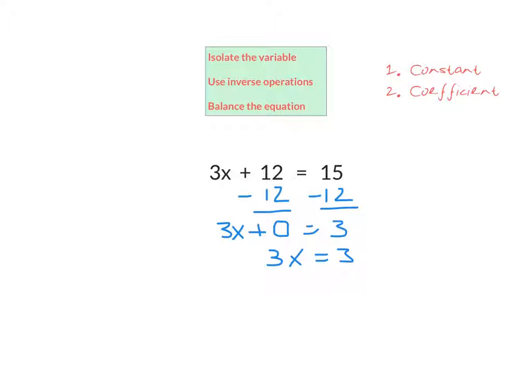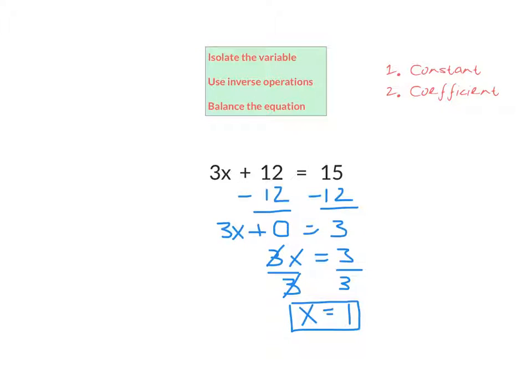Now, the next step would be to get rid of the coefficient 3. The operation going on the side of the equation with the variable is multiplication. We undo multiplication with division. And remember again, division in algebra means fractions. I'm going to divide both sides by the coefficient 3, and the 3's on the side of the equation with the x are going to cancel, leaving me with 1x. And 3 divided by 3 is 1. So my solution is x is equal to 1.